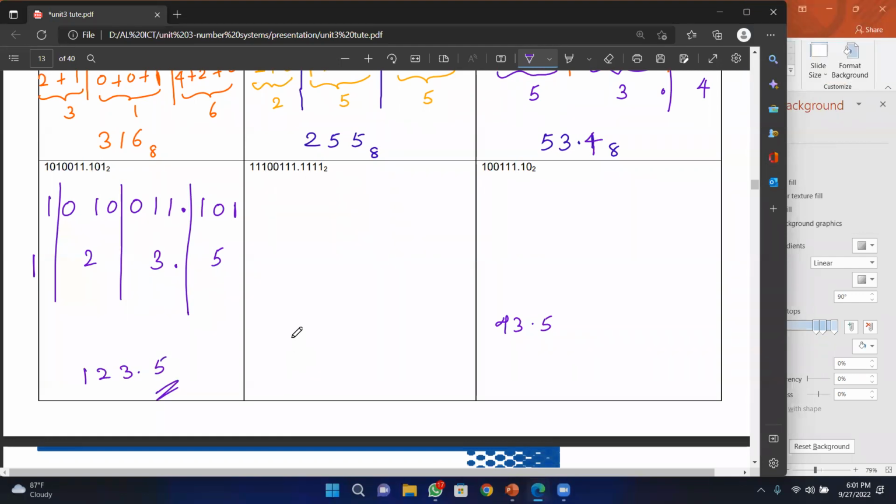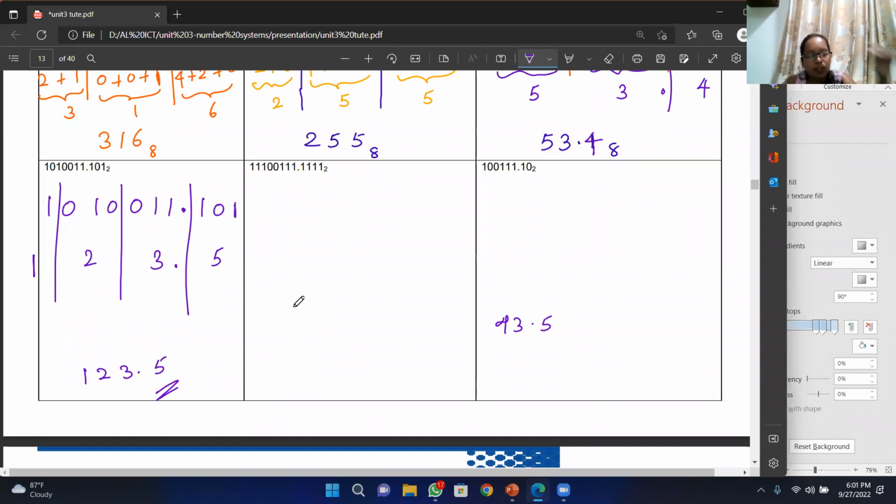When dividing into clusters of 3, whether we should start from right and go towards left and divide 3 by 3? Yes, yes. Start it from right to left.